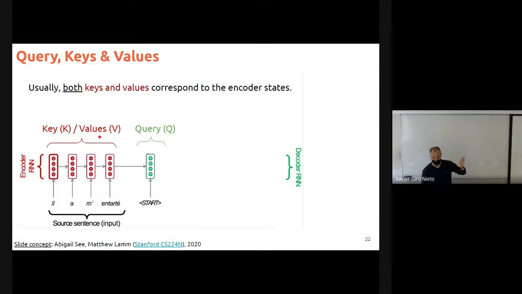On the other hand, in this setup, we are going to compare the keys with the query, and the query is going to be the state of the RNN, of the same architecture, but when decoding the sequence. So our queries will be the state of the decoder, the keys will be the state of the encoder, and the values also the state of the encoder. Then we're going to use this terminology, at least in this first model.